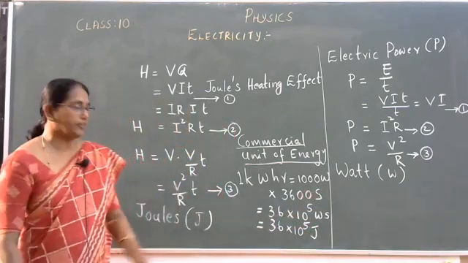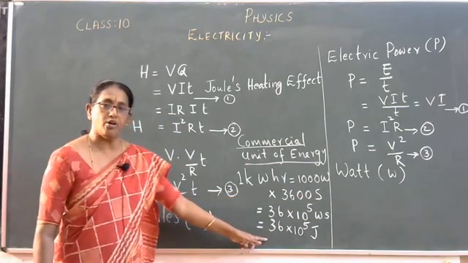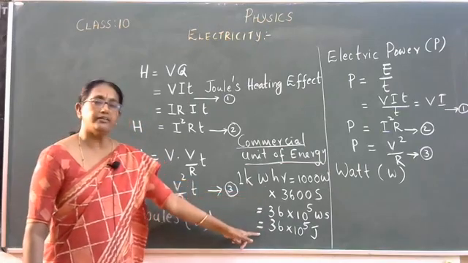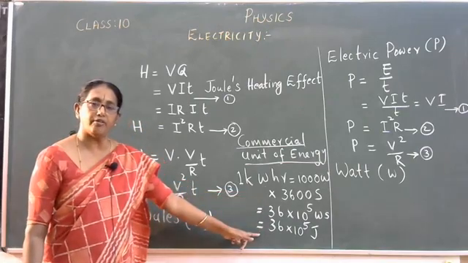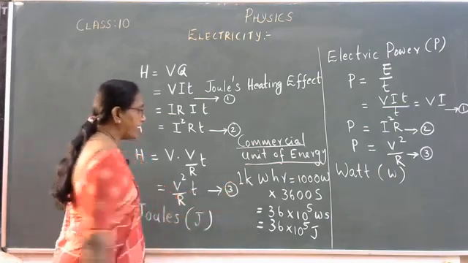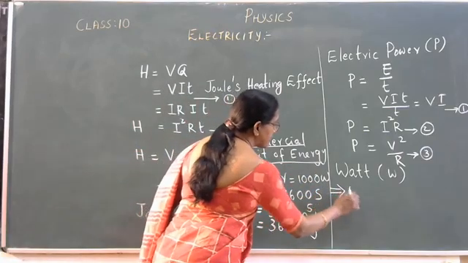So we can convert 1 kilowatt hour to joules. So how much is it? What is the relationship? 1 kilowatt hour is equal to 36 into 10 to the power of 5 joules. So this kilowatt hour is simply called a unit.